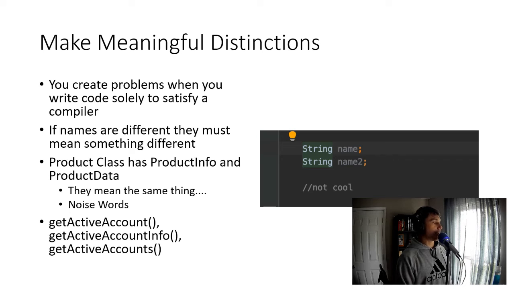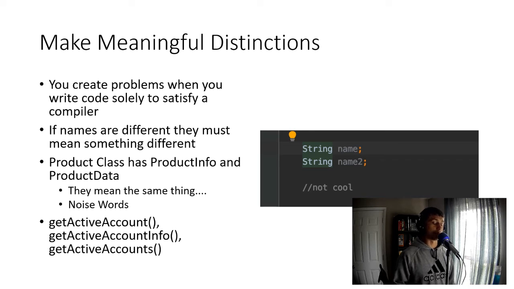Coincidentally, if you have, let's say, a class Product which has product info and product data, this is kind of a similar thing. They kind of mean the same thing, and you would be best served by renaming them something different, distinguishing between them. And Tim calls these noise words.